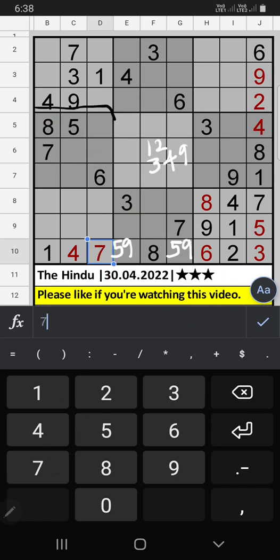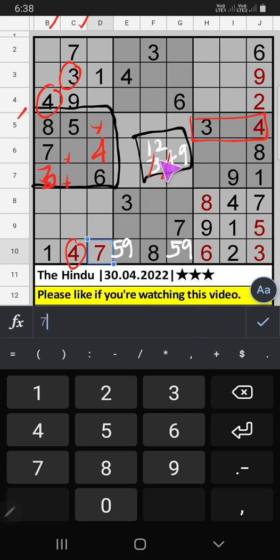4th grid 5 numbers are remaining: 1, 2, 3, 4, 9. Column C and 5th row we have pair numbers 3 and 4. So 3 and 4 can't come in these cells. It will come in another 2 cells. Column B we already have 4, so 4 can't come in this cell. 4 is confirmed here. Then 3 is here.